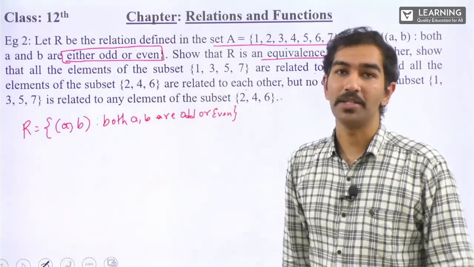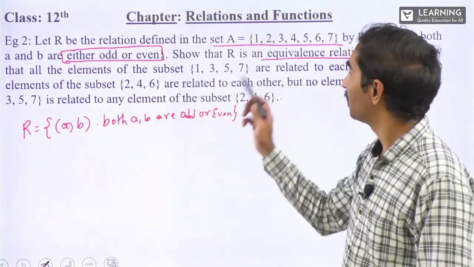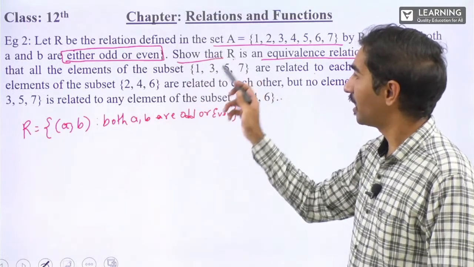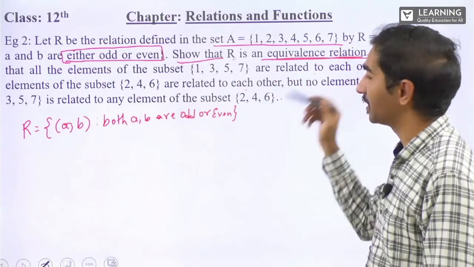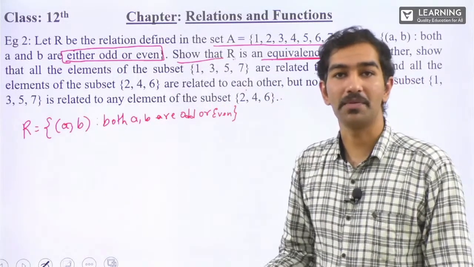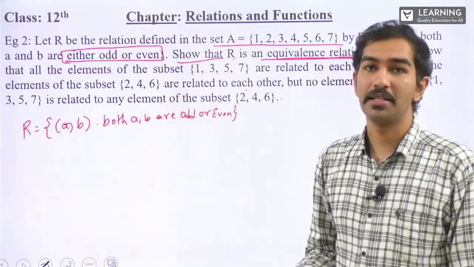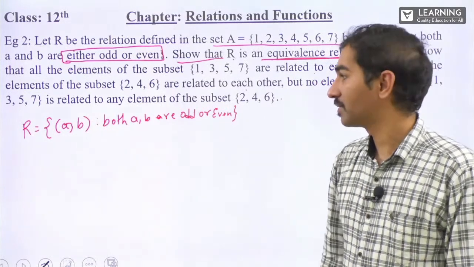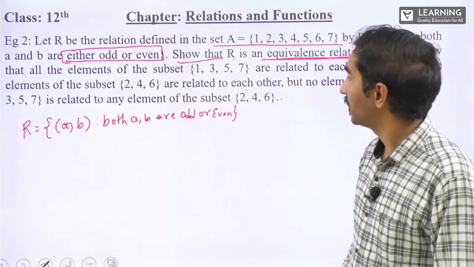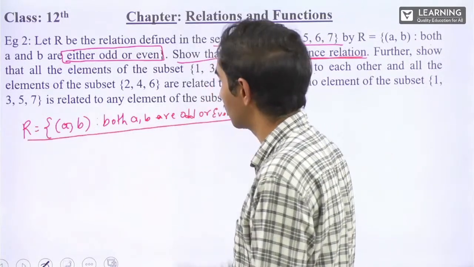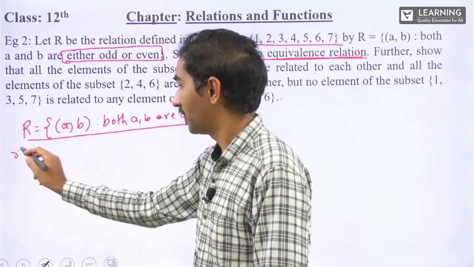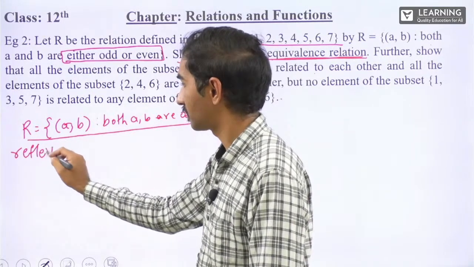And what should we prove here, students? We have to show that the given R, whatever I have written there, is an equivalence relation. Equivalence means it should satisfy symmetric, transitive as well as reflexive. Okay. So now let us start with the very first one, reflexive relation. This is the relation given to us. So now let us start with reflexive here.